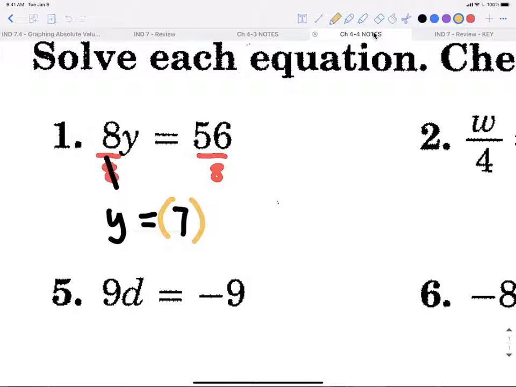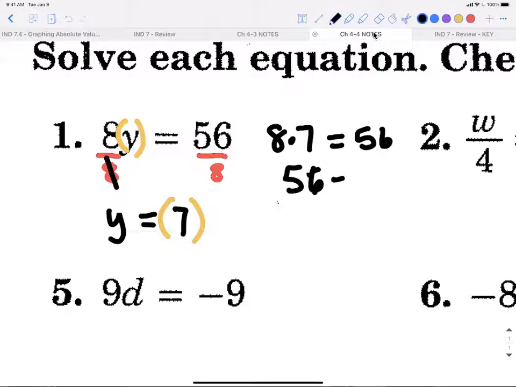So in the equation where there's a y, we're going to plug in the value of 7. So we have 8 times our 7 equals 56. And then 8 times 7 equals 56, so 56 equals 56. So it checks out. Okay, so work it and then check it. And when you check it, you should get 2 numbers that equal each other. That checks off that it's the correct way to do it.